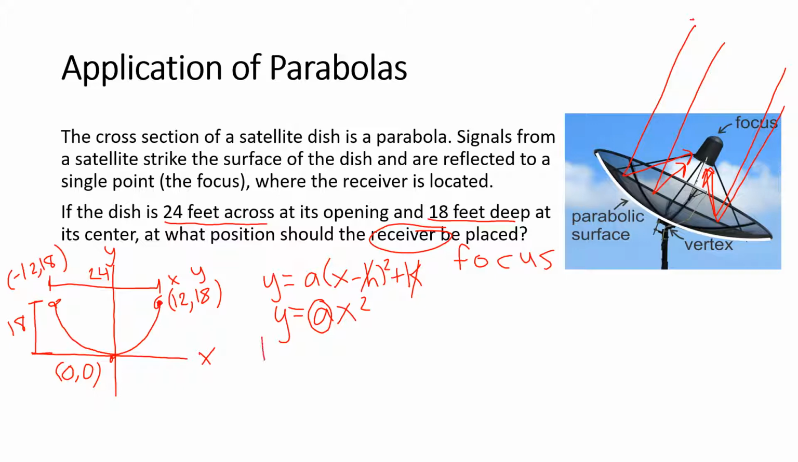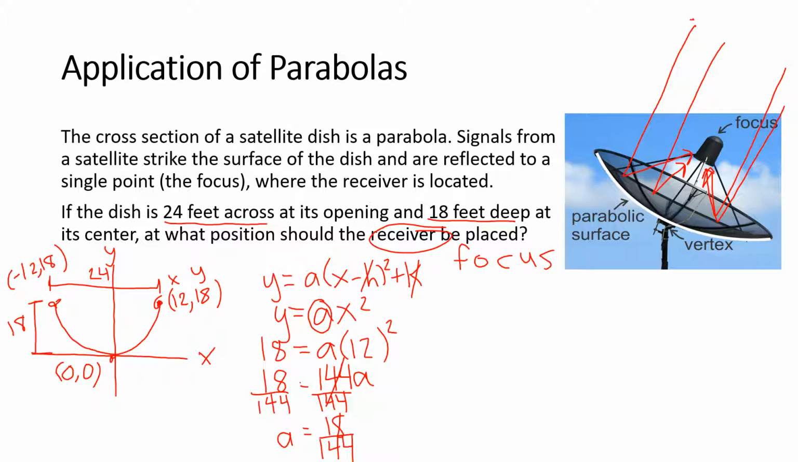For y, I'm going to plug in 18. And on the other side of my equation, for x, I'm going to plug in 12. Now let's go through and solve this. We know that 12 squared is 144. So I'm going to simplify this to 144a equals 18. To get a by itself, all I need to do is divide by 144 on both sides. Now I can simplify this fraction. I could even write it as a decimal, but for the time being, I'm just going to leave it the way that it is because this is not my final answer.